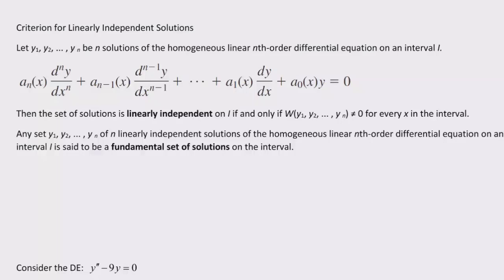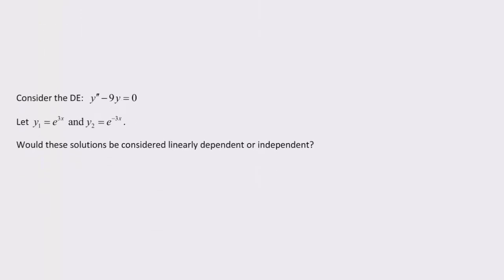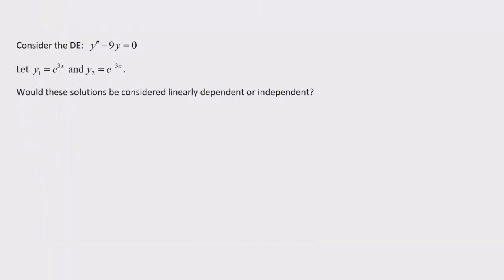Okay, I think this is one of those times where jumping into examples is probably going to make more sense as far as what all these definitions are. So let's consider this differential equation: y double prime minus 9y equals 0. And we're going to let y1 be e to the 3x and y2 be e to the negative 3x. Would these be considered dependent or independent solutions?